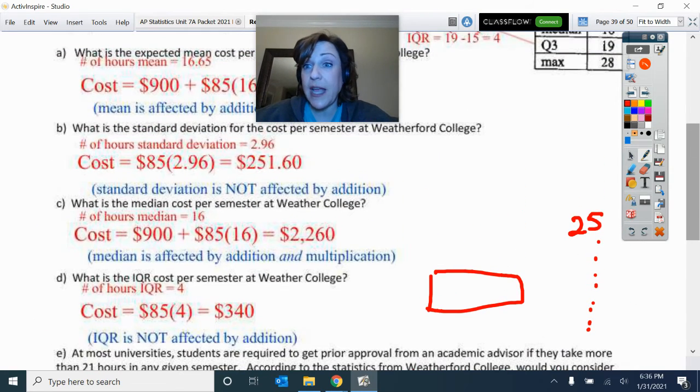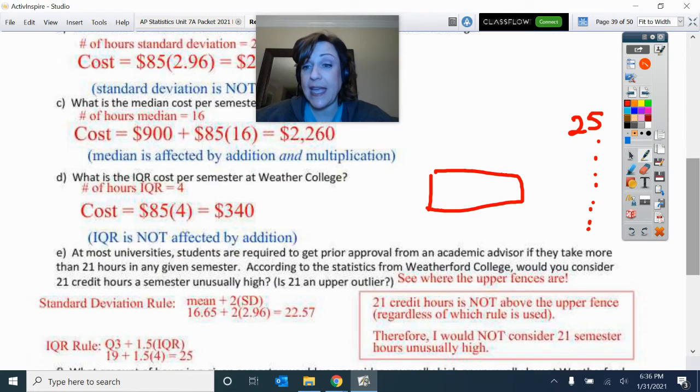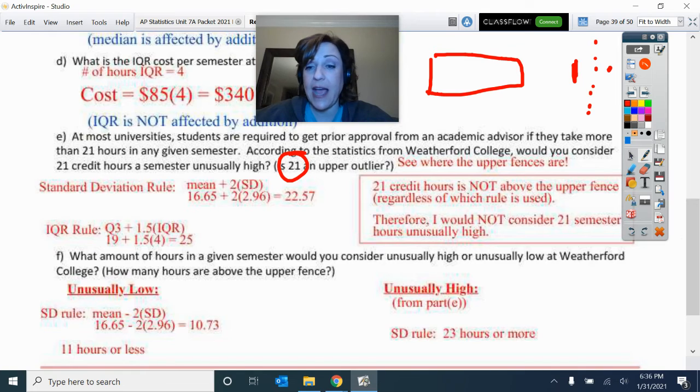Well, I do know I'm going to have an outlier because I have 28, so it's out here somewhere. But the question is about 21. 21 is inside the fence. So 21 would, again, not be considered an outlier. So whether you used the standard deviation rule or the IQR rule, neither one of them made 21 an outlier.